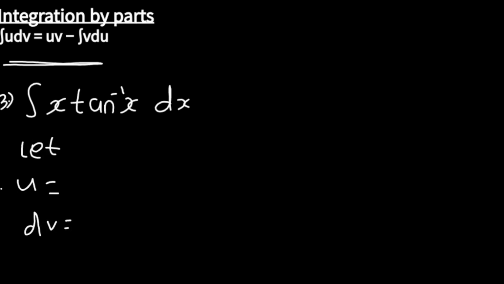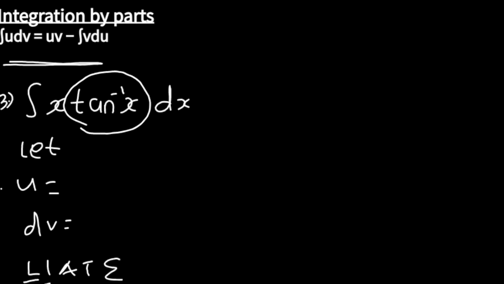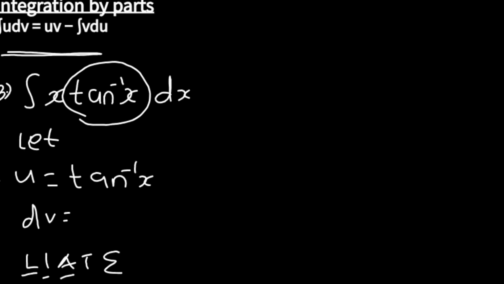To choose our u, we use the mnemonic LIATE. Logarithmic function, we don't have it here. Inverse trigonometric function, we have it here. This one, arctan. So our u is going to be arctan, or if you like, you can call it tan x inverse, because inverse takes a higher priority than an algebraic function, which is x. So the remaining part is x dx.